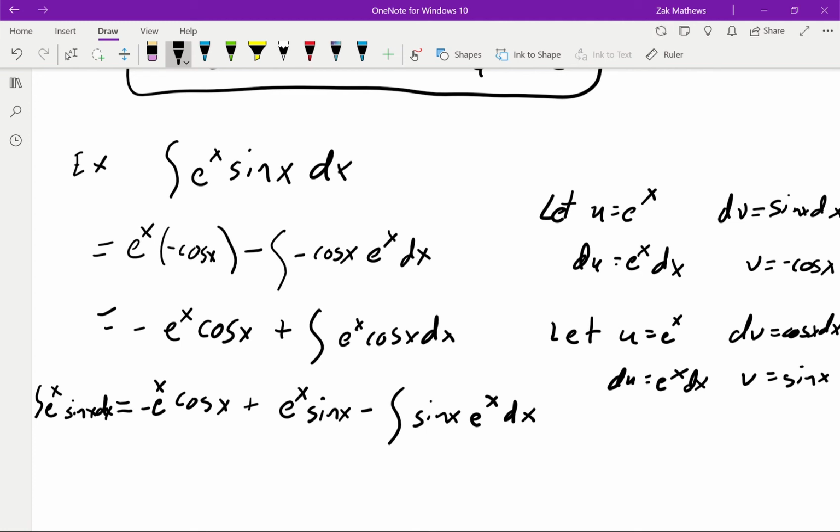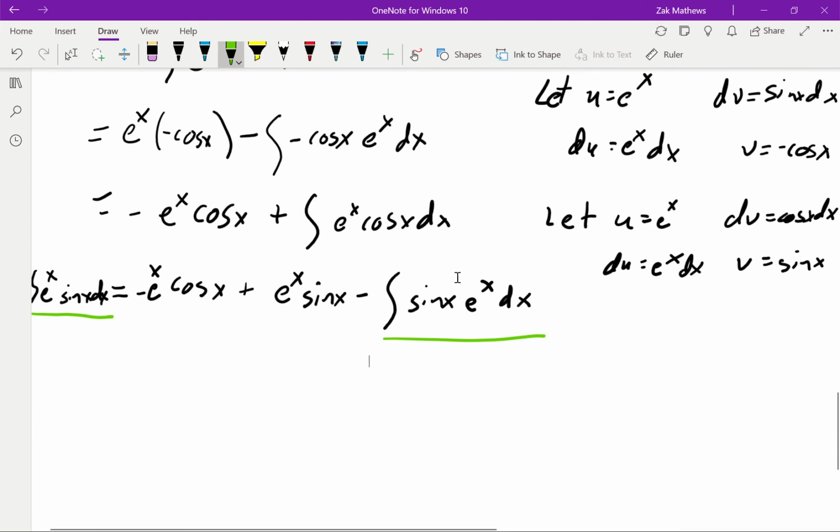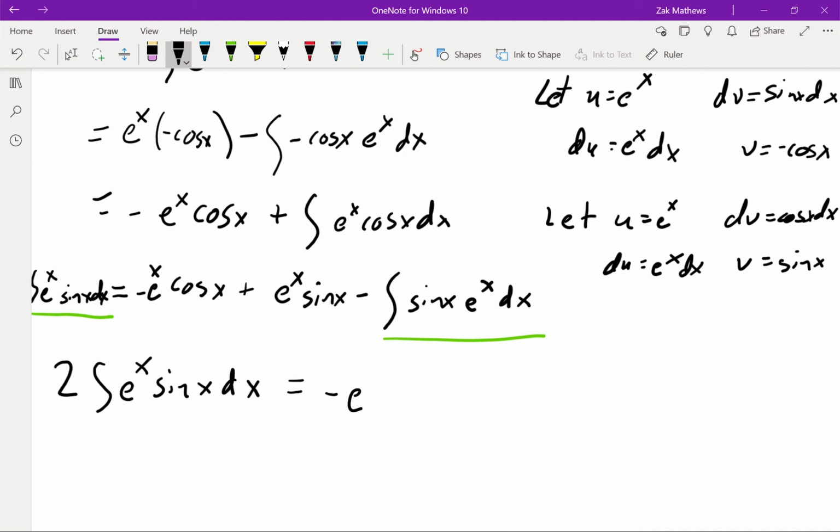This is an equation. These two sides are equal to one another, which means I can move things around between the two sides. So because we have the exact same terms on both sides, we have this thing right here in green, we have this thing right here in green. Let me take this right-hand side and add it over here to the left-hand side. That would mean we would have two integrals of e to the x sine x dx is equal to a negative e to the x cosine x plus e to the x sine x.